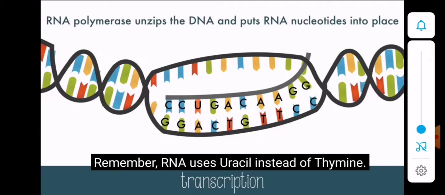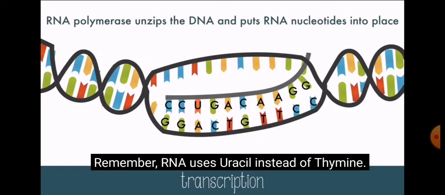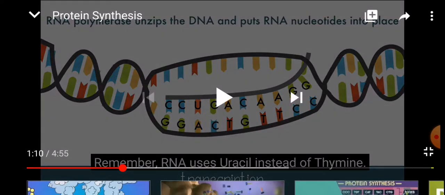So adenine will always pair with uracil when there is synthesis of mRNA from the DNA in the nucleus. So RNA uses uracil instead of thymine. Okay.